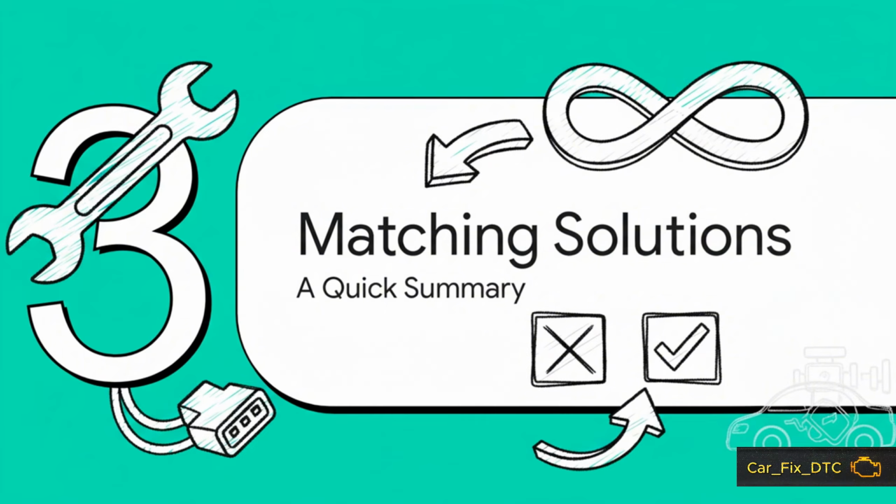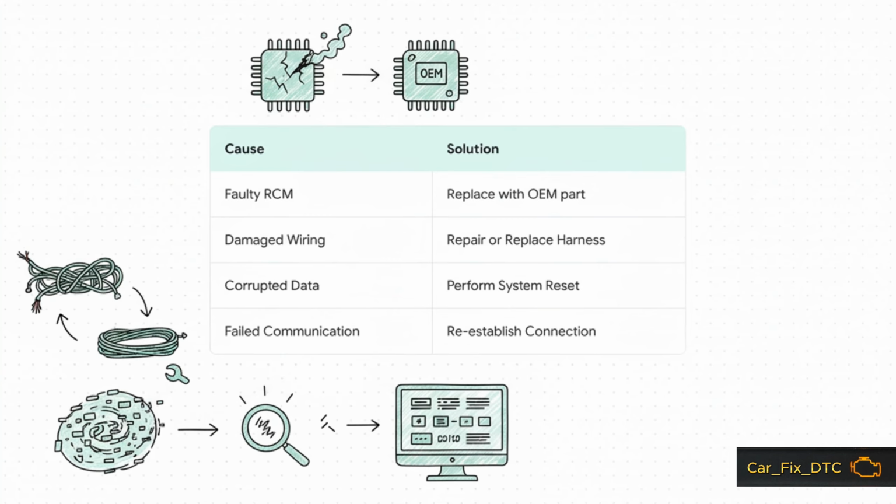So let's pull all that information together into a really quick summary that ties each problem directly to its solution. So let's just recap real quick. If you think it's a faulty RCM, the fix is an OEM replacement. If you find a damaged wiring harness, you're either going to repair it or replace it completely. If you're dealing with corrupted data, a system reset is what you need. And for a general communication failure, your goal is to find that break in the chain and re-establish the connection. See? Simple and clear. So now you get it.